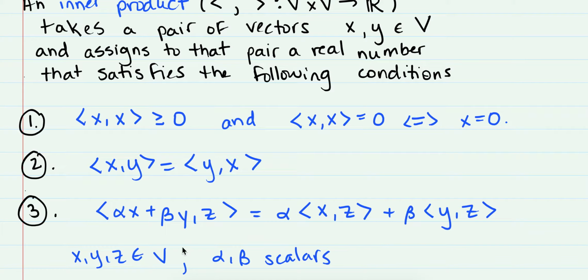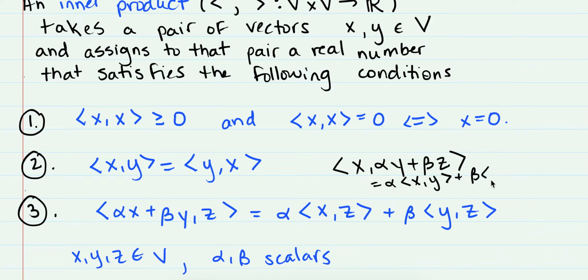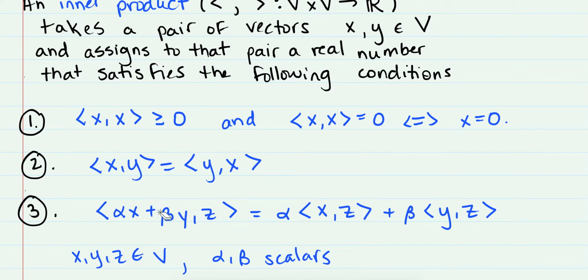Now, because the inner product is symmetric, you could also put this alpha x plus beta y as the second part and put the z here. So you can write something like the inner product of x with alpha y plus beta times z. This also breaks up just like this one. So it's actually linear in both parts, the part before the comma and the part behind the comma.